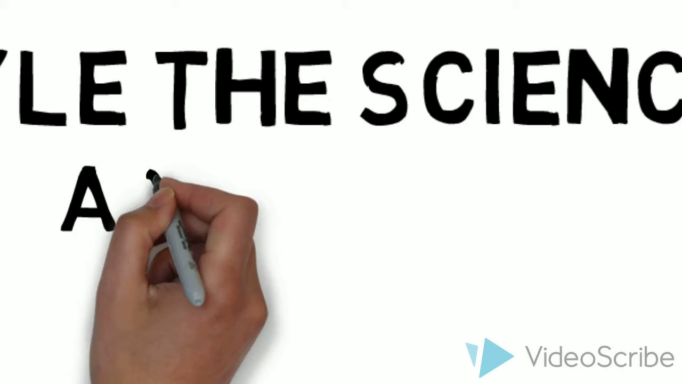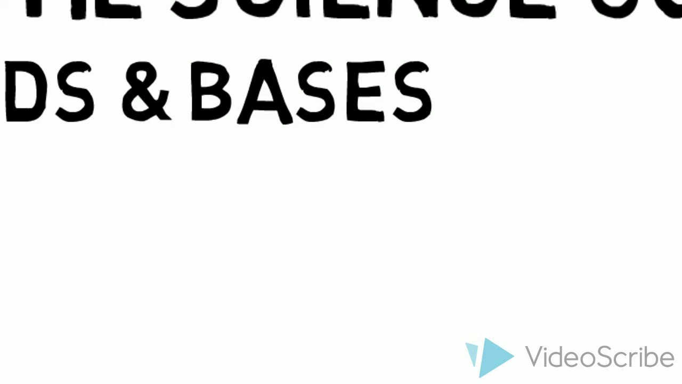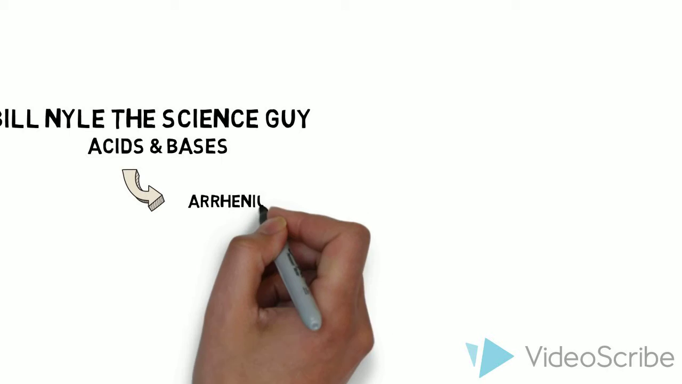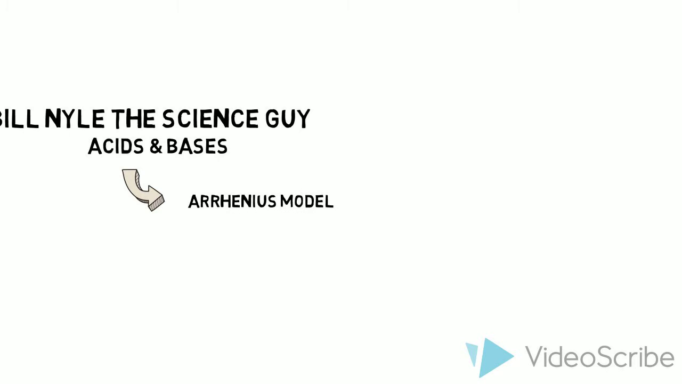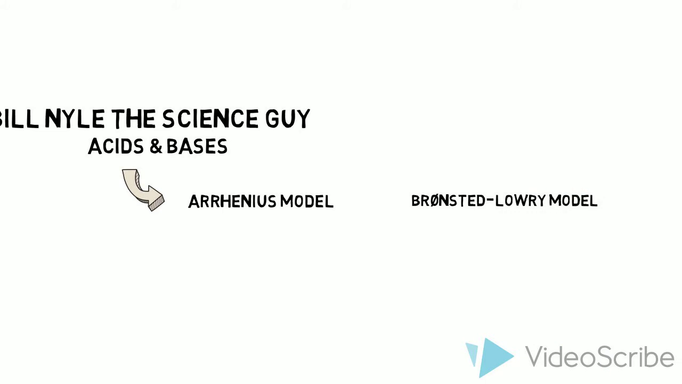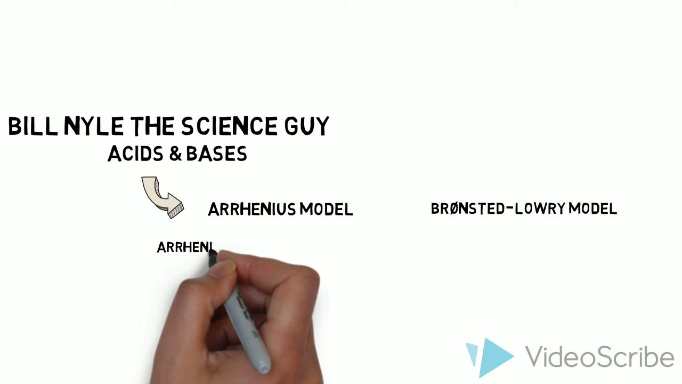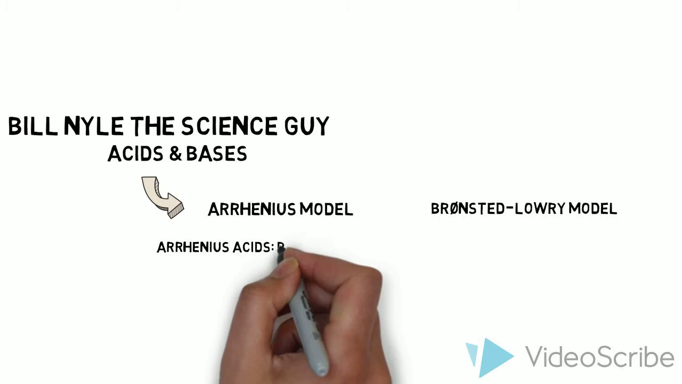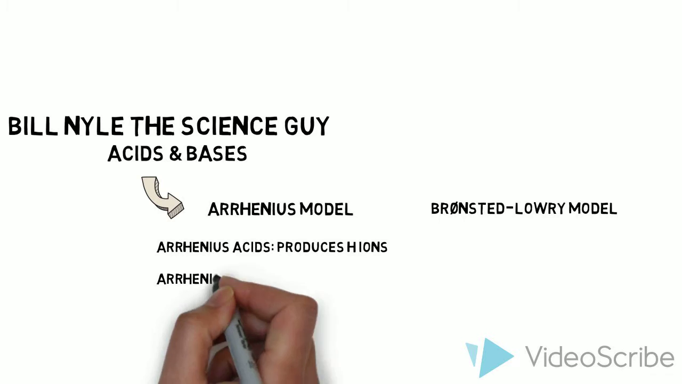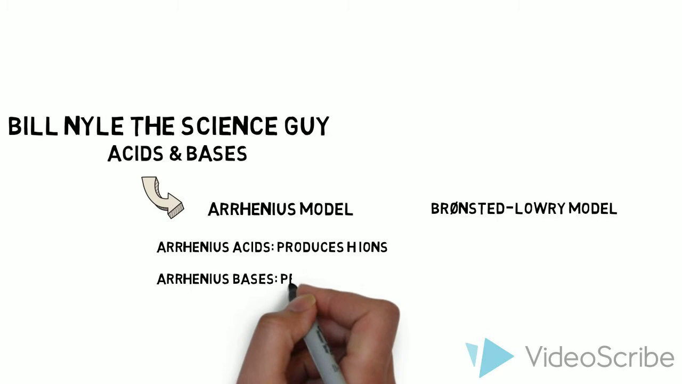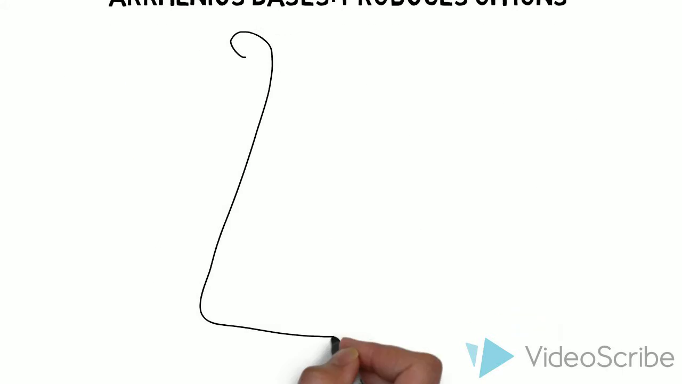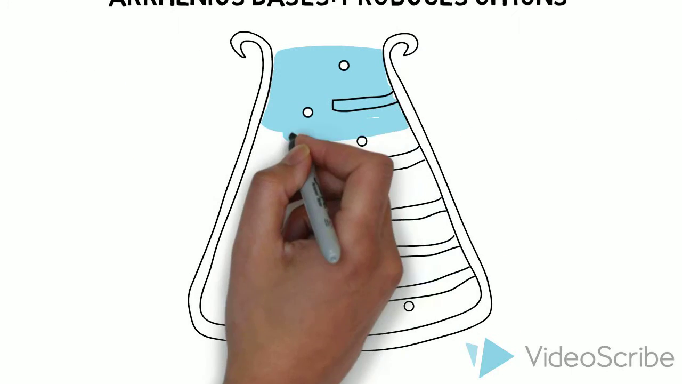Today we'll be talking about acids and bases. There's two definitions for acids and bases, the Arrhenius model and the Bronsted-Lowry model. In the Arrhenius model, anything that produces hydrogen ions in an aqueous solution is an acid, and anything that produces hydroxide ions in an aqueous solution is a base. An aqueous solution is anything where the main solvent is water.